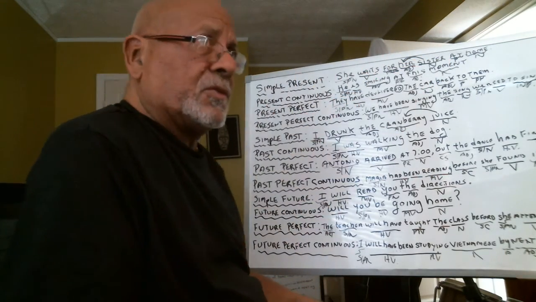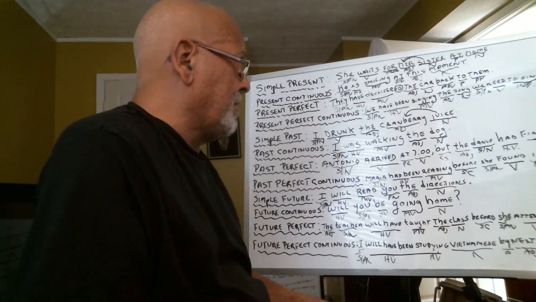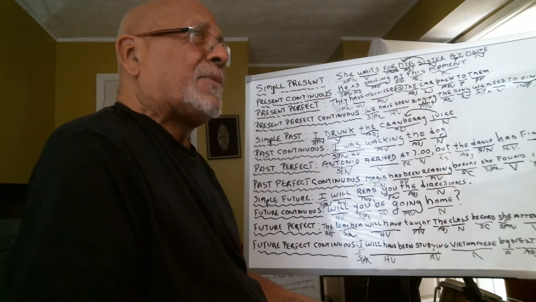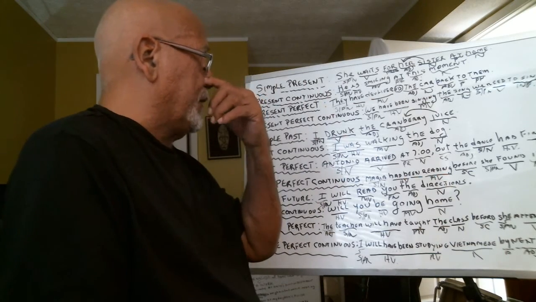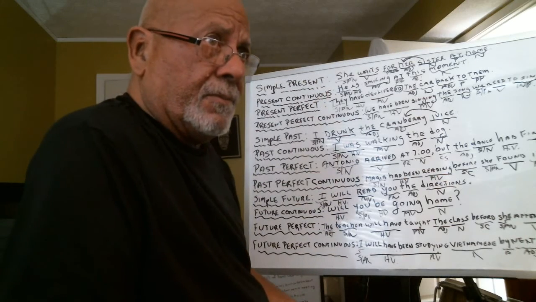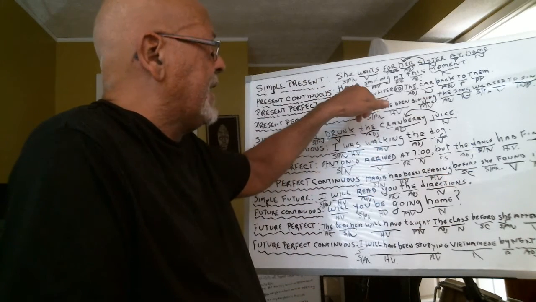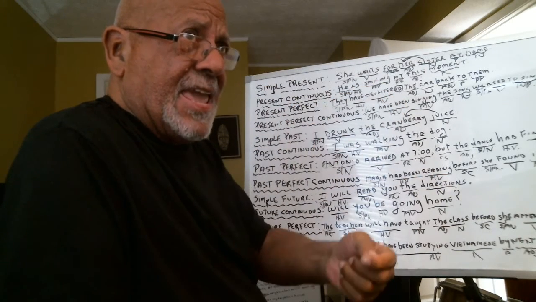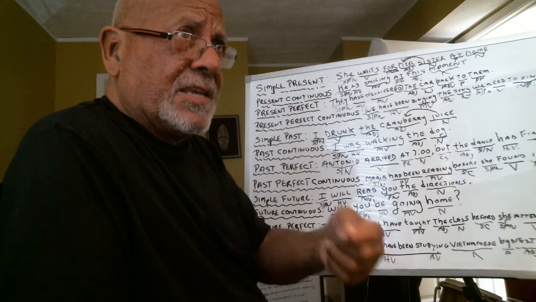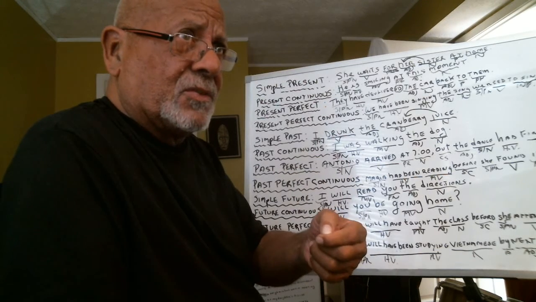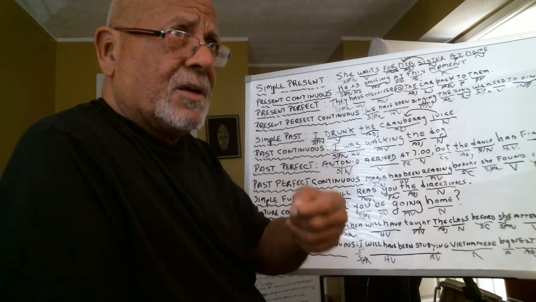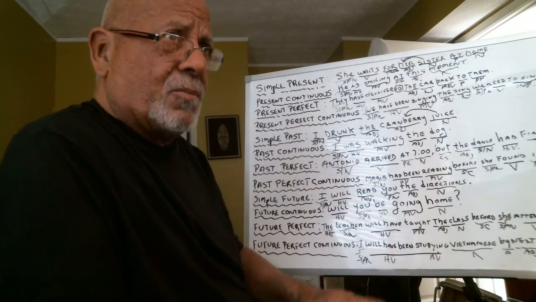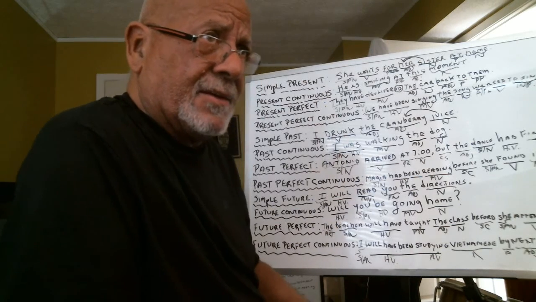Present continuous. He is smiling at this moment. Here we have two verbs. We have the helping verb is, the main verb smiling. It ends in ing. In the continuous or progressive tenses, present, past, future continuous tense, the main verb will always end in ing all the time.